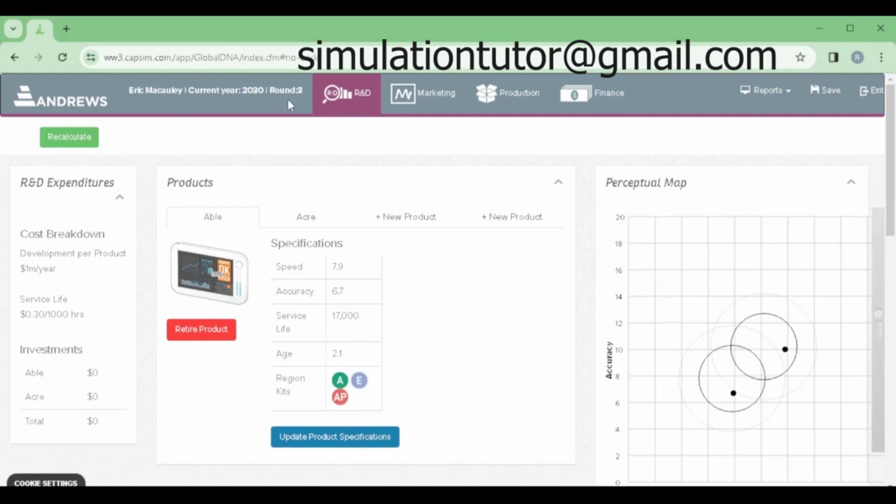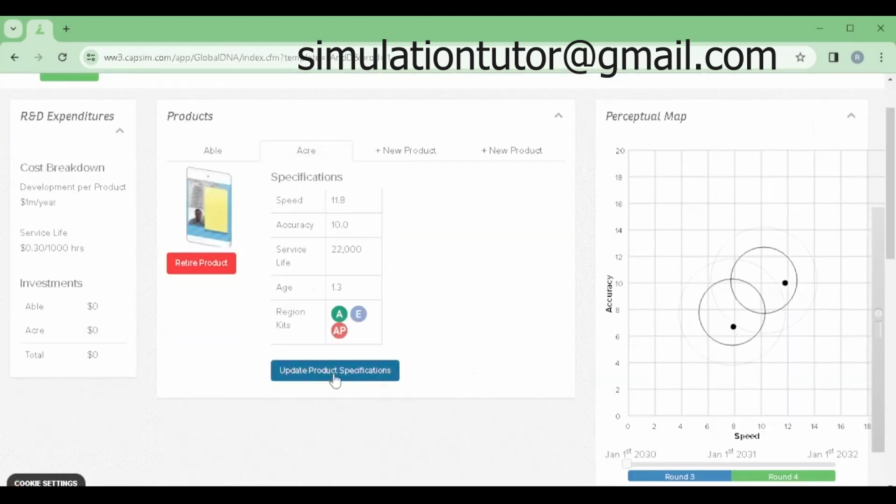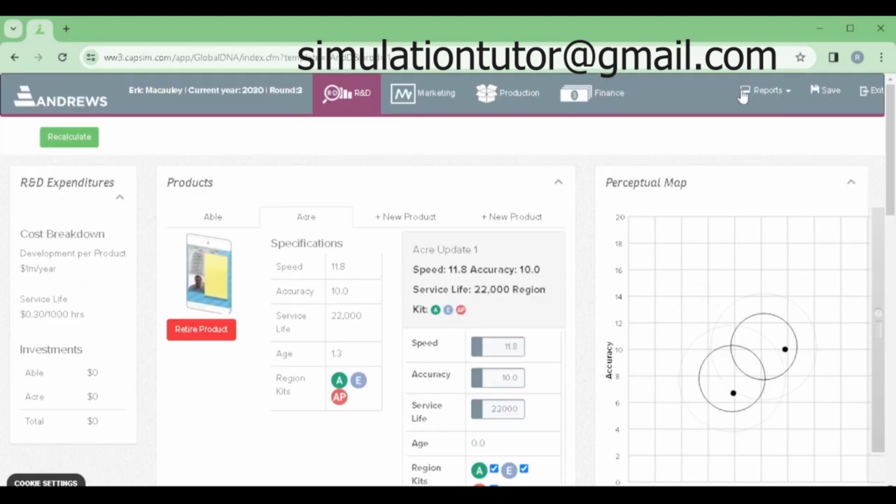As you can see, we're in round 3, the year is 2030. The first department is the R&D. Our products are here. The first one is Able, the second one is ECA. If you want to make decisions for any of these products, you can just tap on the update product specifications, and you'll be given the speed, the accuracy, and the service life. And then here you have the reports.